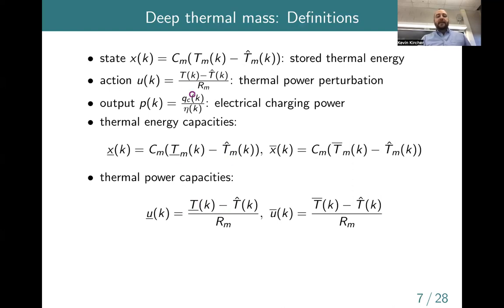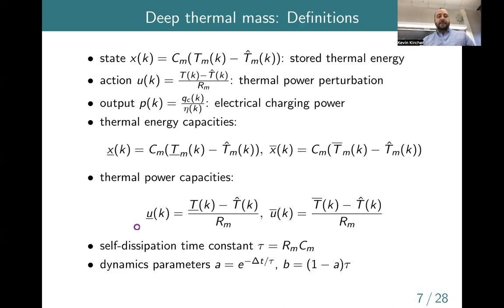And the power capacity is the same thing. We just assume there's a level so high that we can raise the temperature in the room before it makes people uncomfortable, or so low that we can drop it before people start getting cold. And so that effectively defines the power that we can put into the deep thermal mass. And then we have a time constant, RC, same as it was for the previous model. And again, the dynamics parameters have the exact same definitions.